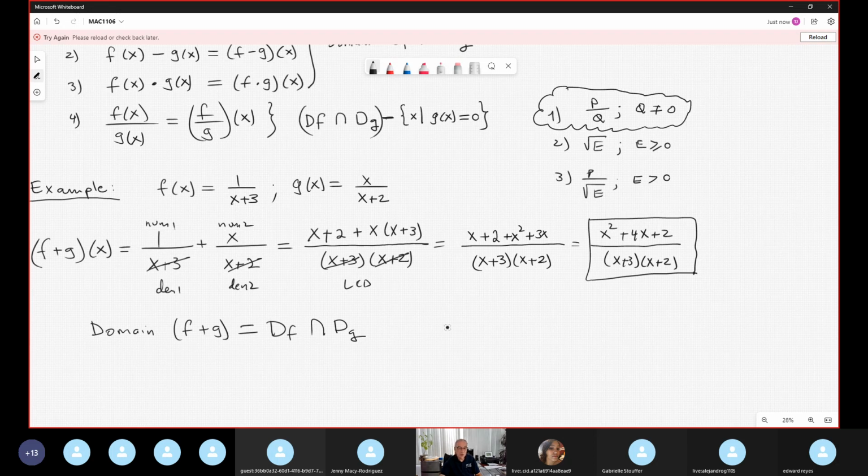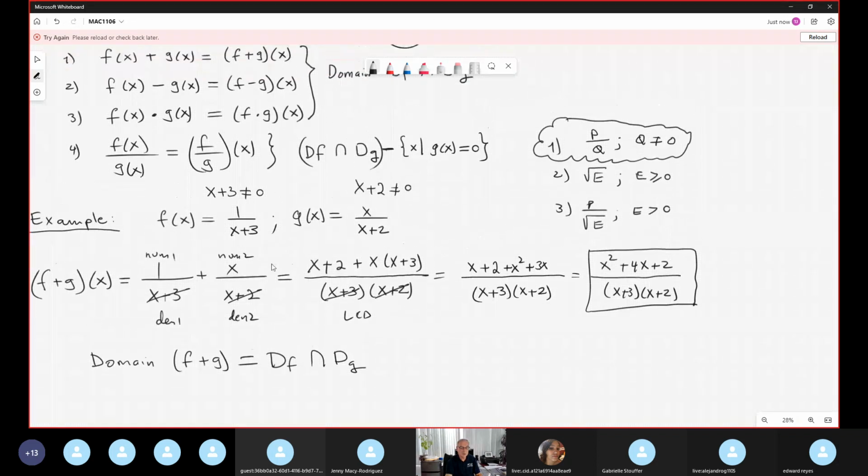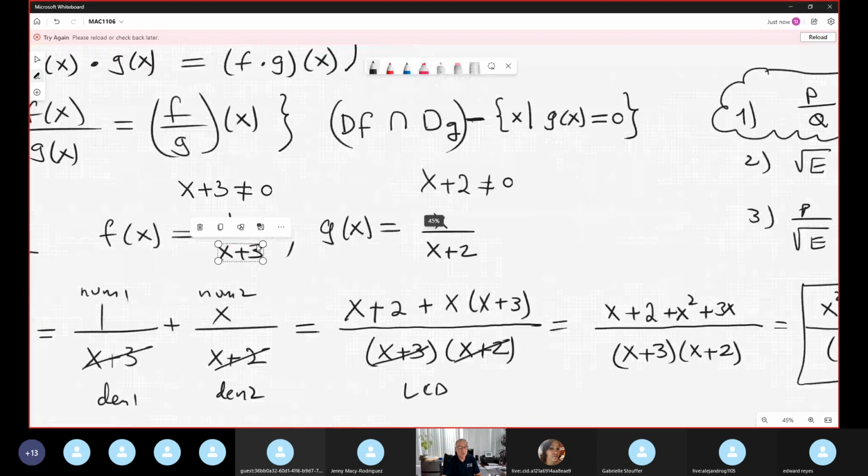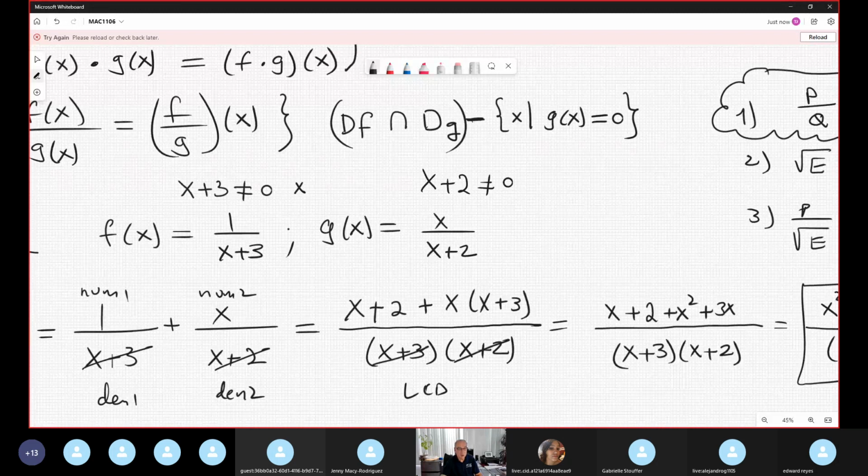You take one by one the expression in the bottom: x plus 3, and this expression is not 0. Likewise here, x plus 2 and the expression is not 0. So now if you isolate the x to see more clearly, it's equivalent to say x is not negative 3, and here x is not negative 2. And these are the bad guys in this game.